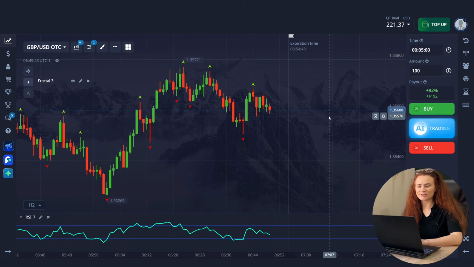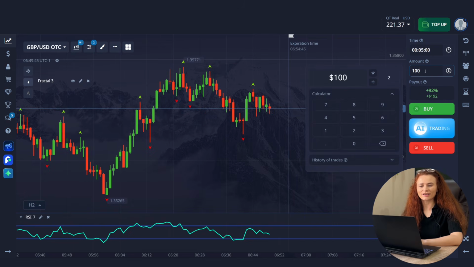The next trade is a special one. I'm opening it deliberately in a bad setup. Amount is $10 and opening a sell trade.